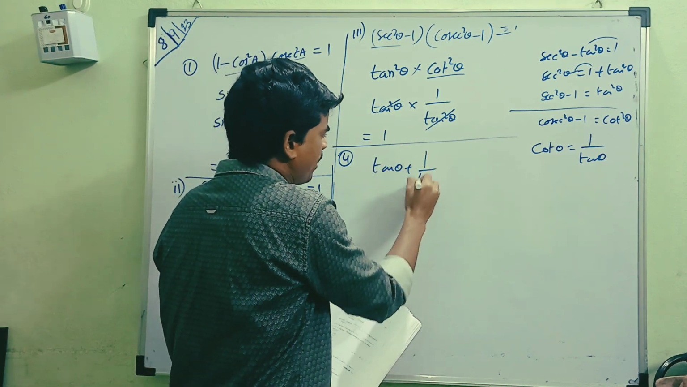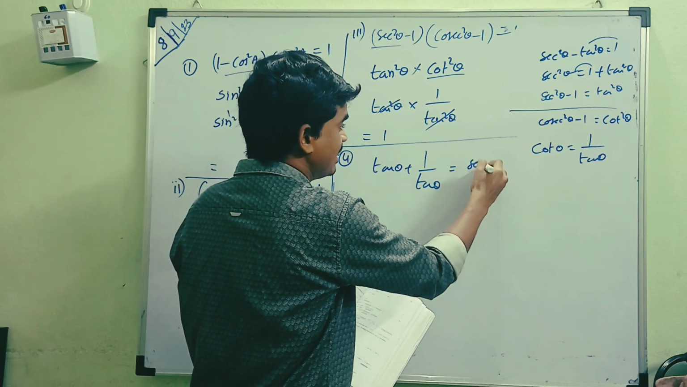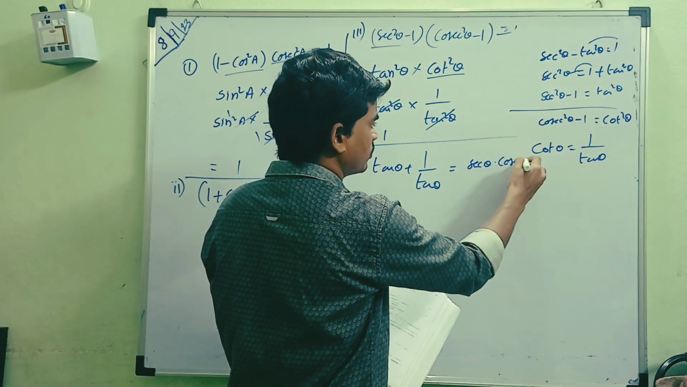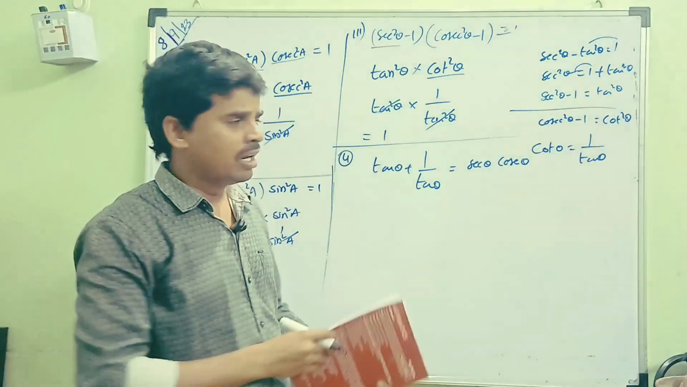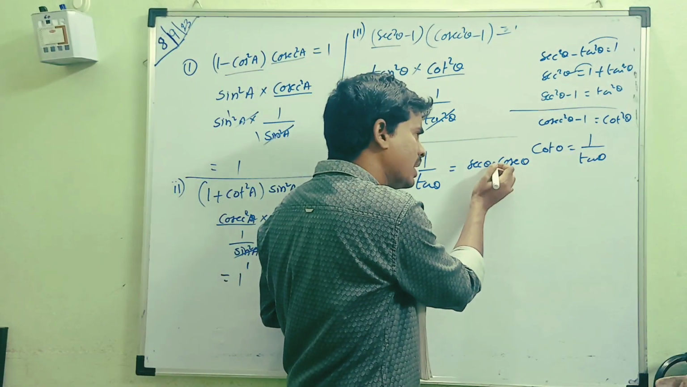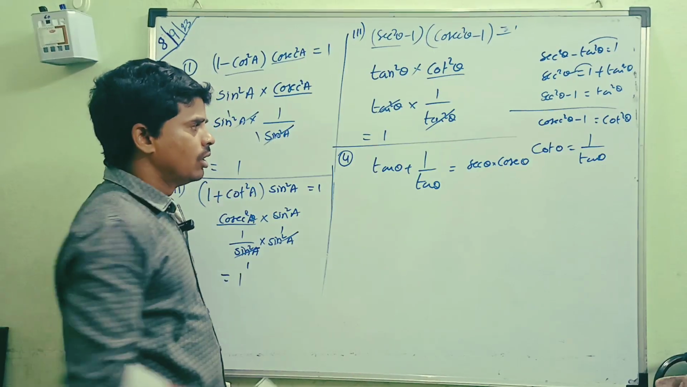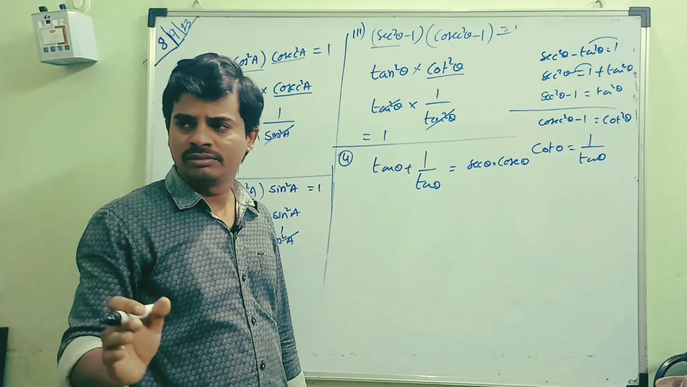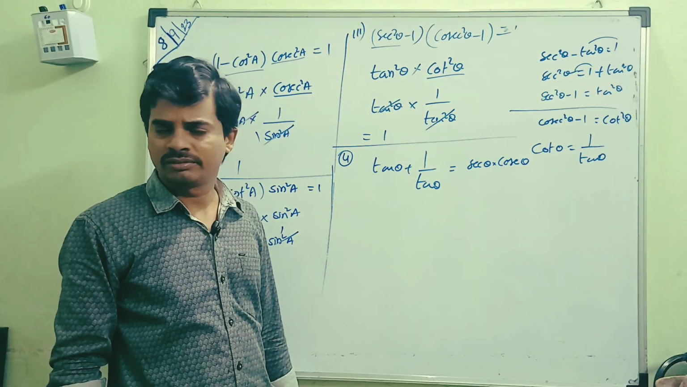Tan theta plus 1 by tan theta is equal to secant theta into cosecant theta. Nothing about sign is mentioned here. I said secant theta, cosecant theta, which means between secant and cosecant we have multiplication. Now, so tan theta plus 1 by tan theta. Let us think, there is a chance to get secant theta and cosecant theta.